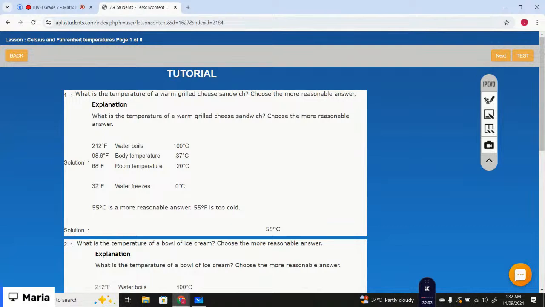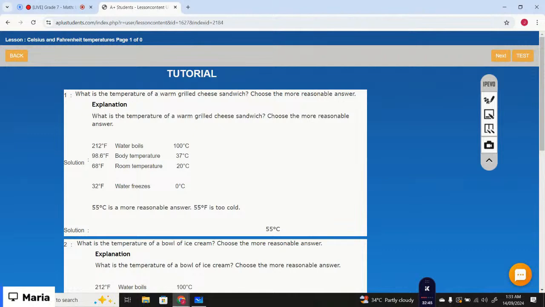What is the temperature of a warm grilled cheese sandwich? Choose the more reasonable answer. So these are the basic temperatures. 212 degrees Fahrenheit is the temperature of boiling water, right? Or 100 degrees Celsius, you can say. Then 98.6 degrees Fahrenheit is the normal body temperature, which in Celsius is 37 degrees Celsius, right?